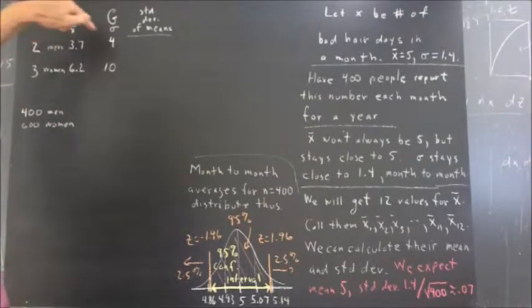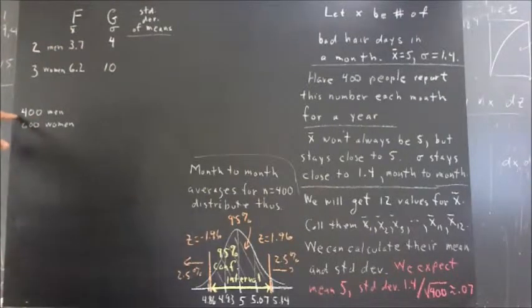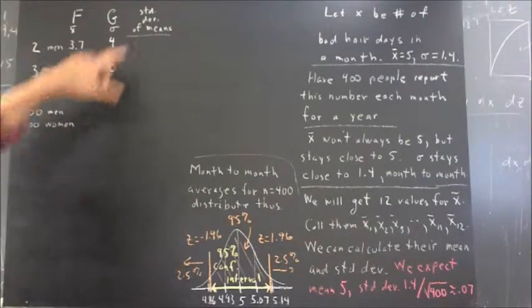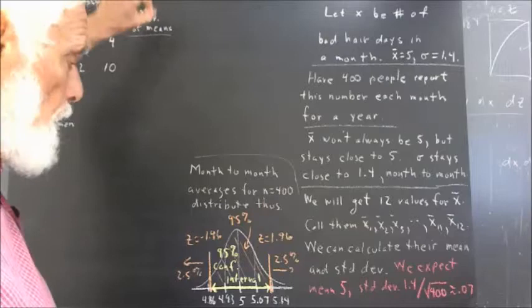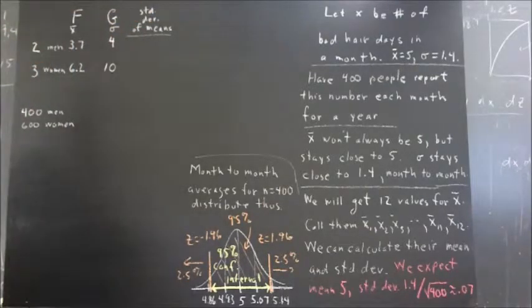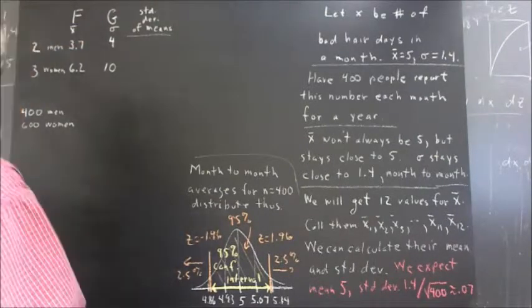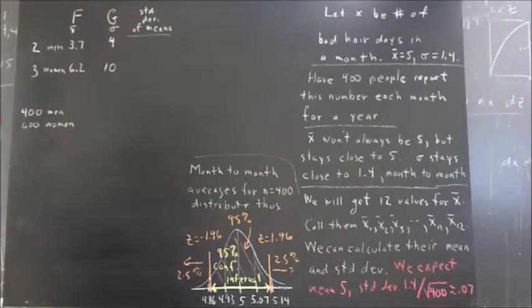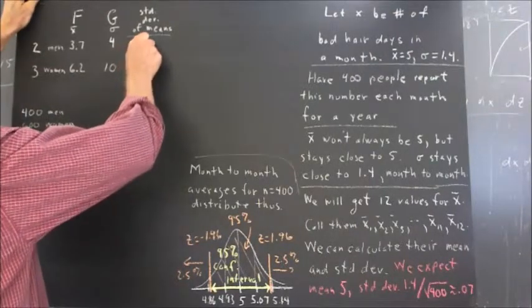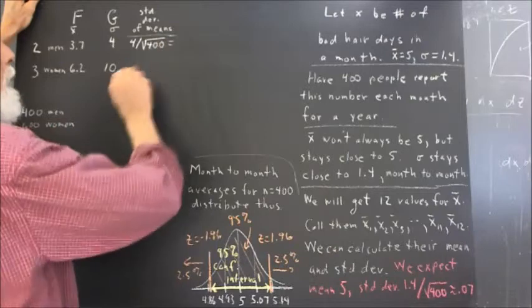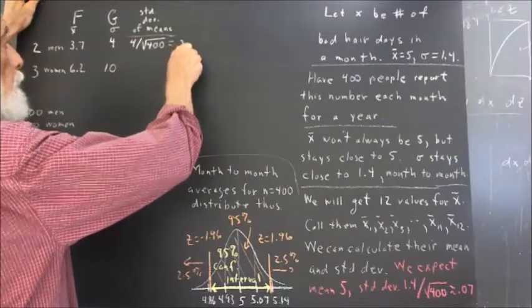Now, given this mean and standard deviation, and if we also have the information that there are 400 men reporting and 600 women, we can calculate the standard deviation that we would expect for these means. And that is just the standard deviation for the column of numbers reported for the men divided by the square root of the number of men. So that's going to be 4 divided by the square root of 400, and that's easily calculated. That's going to be 4 over 20, or 0.2.